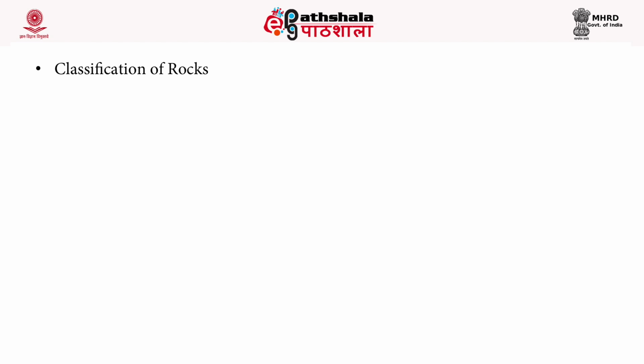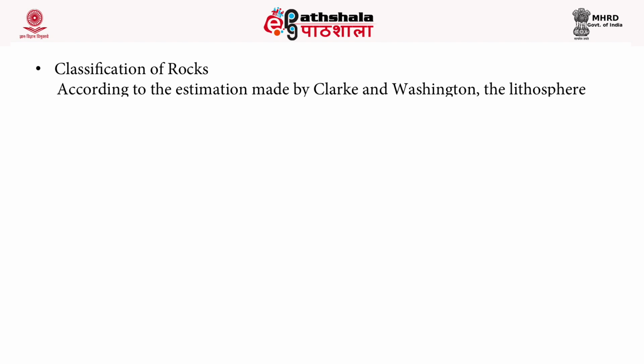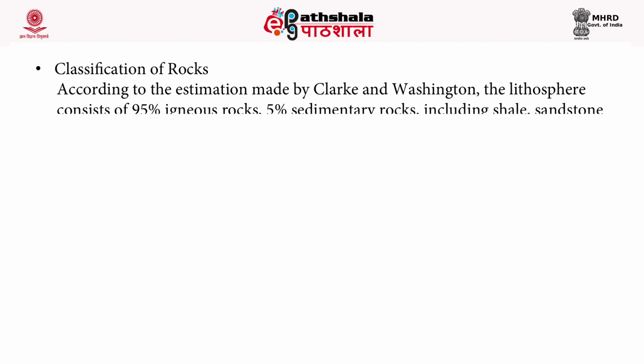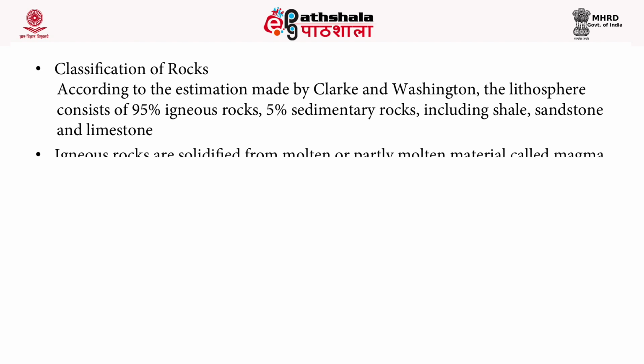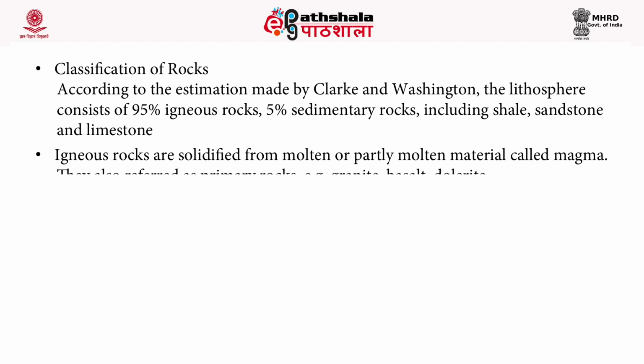According to the estimation made by Clark and Washington, the lithosphere consists of 95% igneous rocks and 5% sedimentary rocks, which include shale, sandstone and limestone. What are igneous rocks? Igneous rocks are solidified from molten or partially molten material called magma. They are also referred to as primary rocks because they are formed due to cooling and solidification of magma.